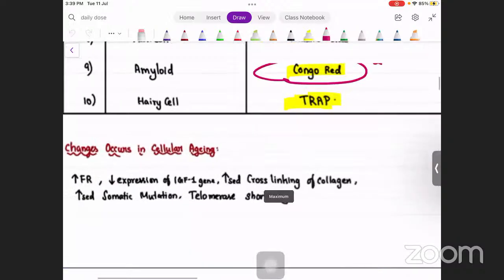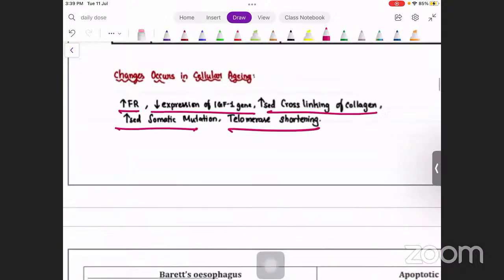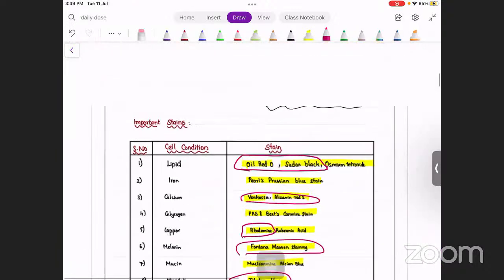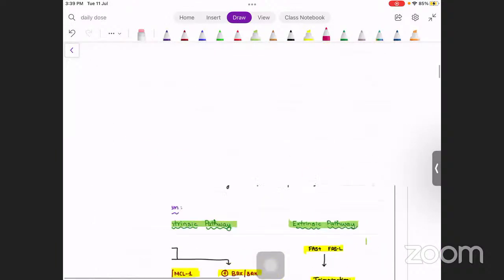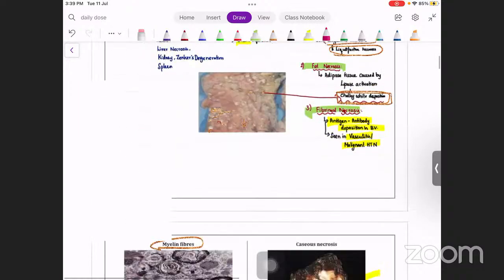Then what are the changes that occur in cellular aging? Increase in free radicals, decreased expression of insulin-like growth factor 1 gene, increased cross-linking of collagen, increased somatic mutation, and telomere shortening will be seen in cellular aging. So far this is all about cellular injury, people. So we have covered cellular injury so far.